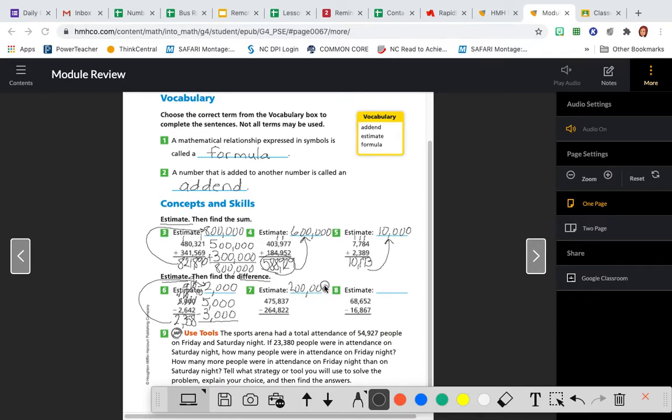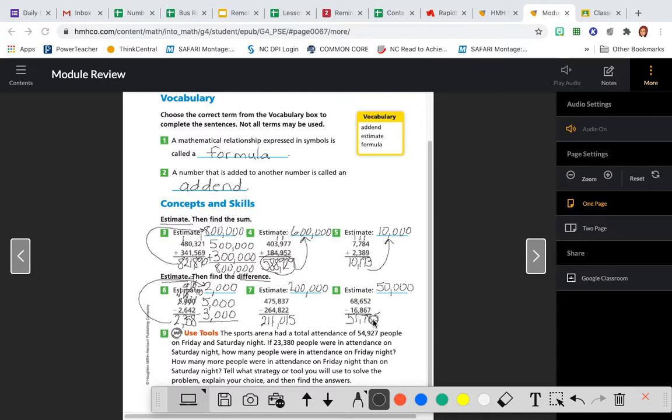and your answer was 211,015. And then for number 8, your estimate is 50,000. And your actual answer should be 51,785. So when I check your work, as you can see, I just wrote the answer down, but when I check your work, I am going to be looking to see if you regrouped correctly. So make sure you practice that.